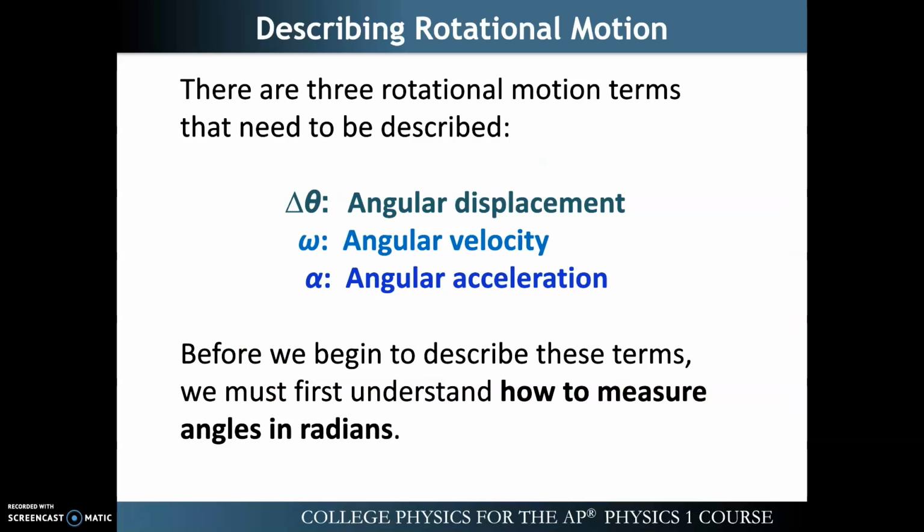All right. So let's have some new vocabulary here for describing rotational motion. There are three rotational motion terms that we need to use, and that's going to be angular displacement, angular velocity, and angular acceleration. So three terms that we're familiar with: displacement, velocity, acceleration, but we've thrown this word angular in front of it.